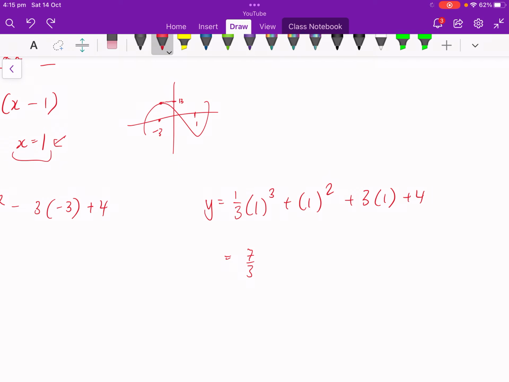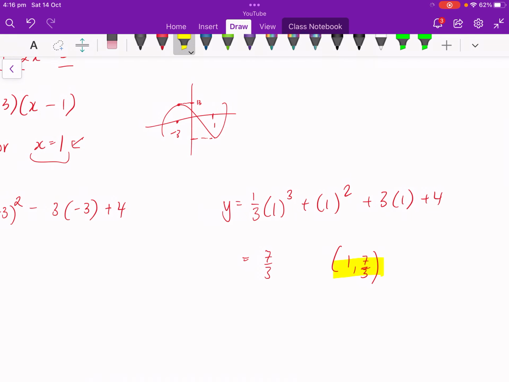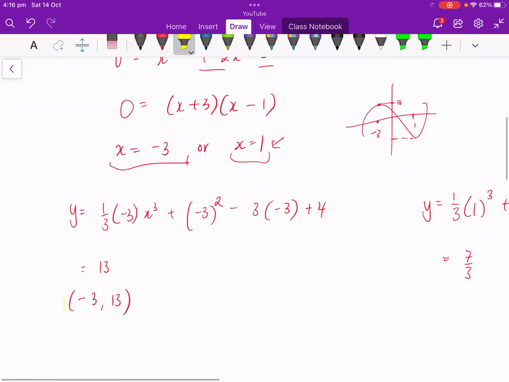So that means our second coordinate is 1, 7/3. So again, that means that this is 7/3. Again, you can clearly see this is not to scale because that is not 7/3. That would be a negative number. So just to note, but that's a y coordinate. That means these are my coordinates, and that's our turning point or stationary points.